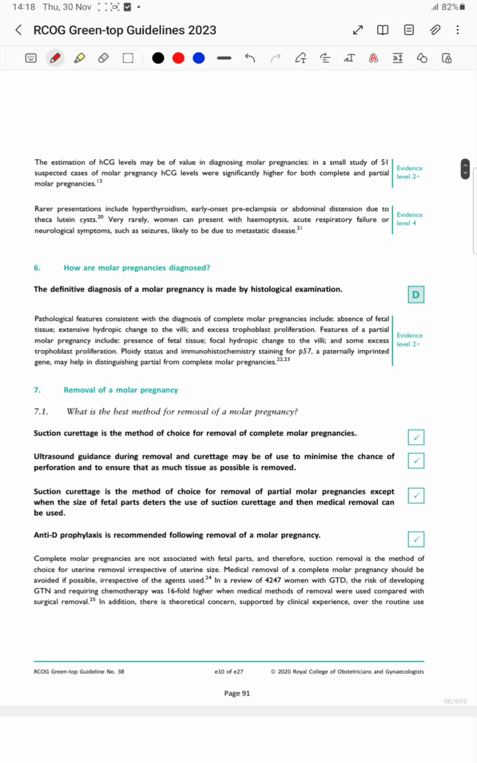The estimate of the SAG levels may be of value in diagnosing molar pregnancy. In a small study of 51 suspected cases of molar pregnancy, SAG levels were significantly higher for both complete and partial molar pregnancies.